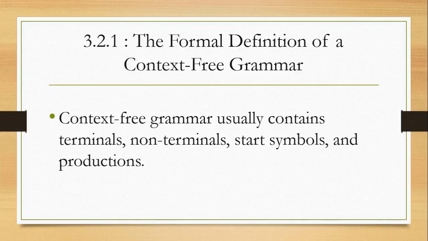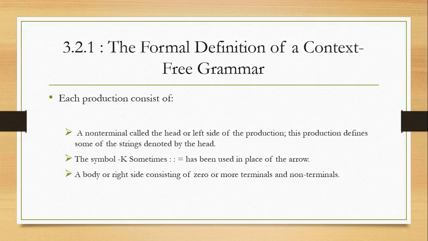For productions, the productions of a grammar specify the manner in which the terminals and non-terminals can be combined to form a string. Each production consists of a non-terminal called the head or left side of the production. This production defines some of the strings denoted by the head. The symbol ::=, sometimes double colon equal, has been used in place of the arrow. And a body or right side consisting of zero or more terminals and non-terminals.